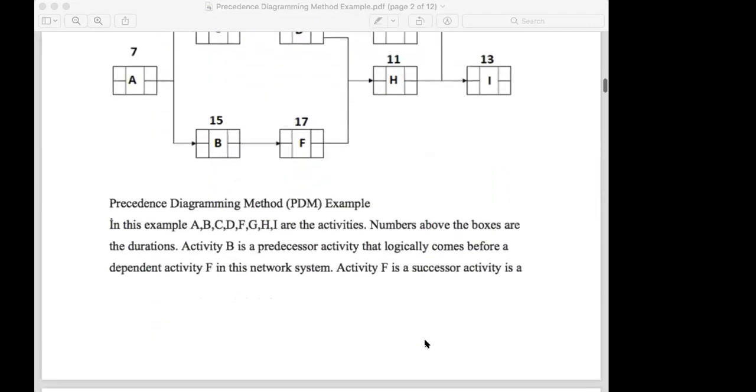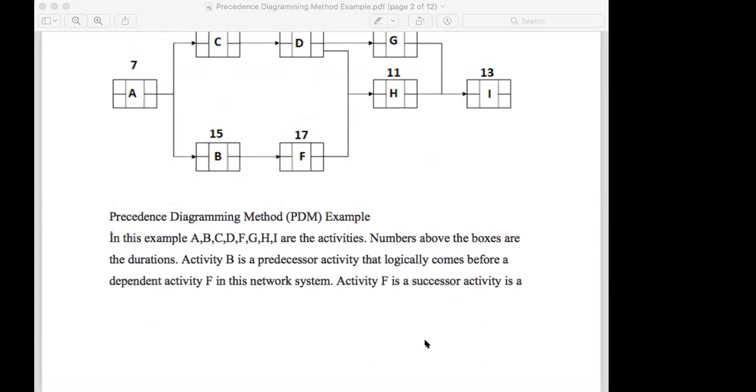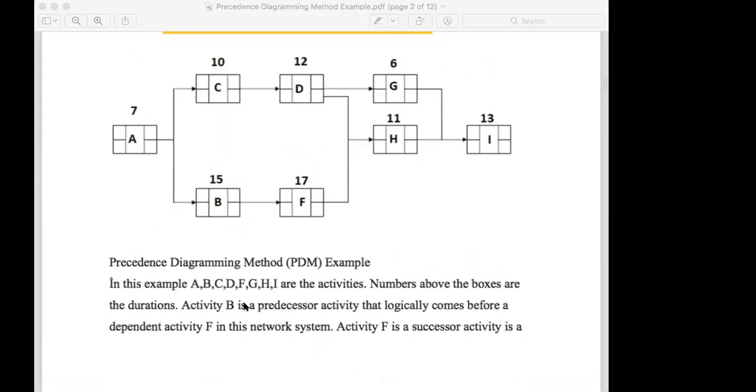Yes, precedence diagram method, PDM. Example. In this example, now අපි බලමු මොකද මෙයා කියන්නේ කියලා. A, B, C, D, F, G, H, I are the activities. Numbers above the boxes are the duration. So again, these are the durations. Activity B is the predecessor. Those things you have learned.